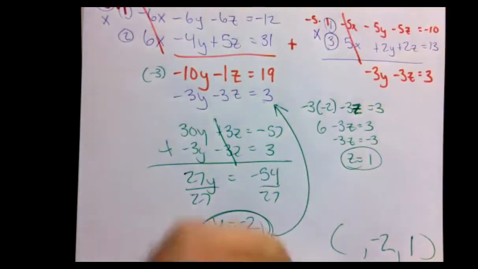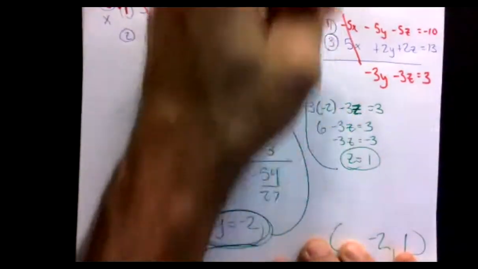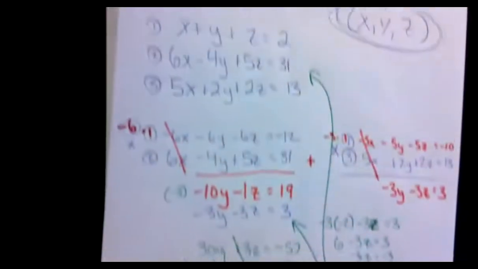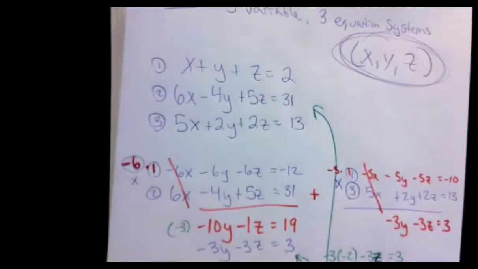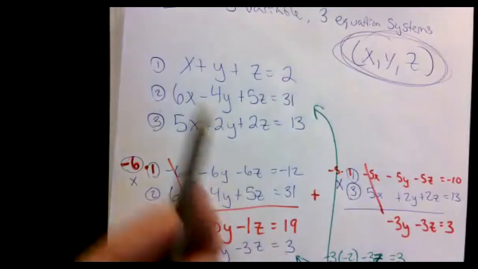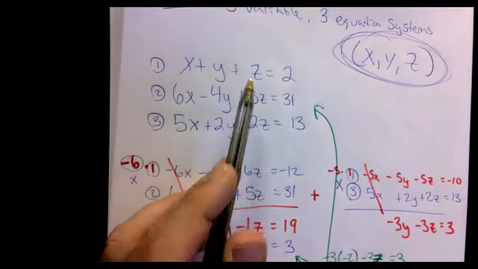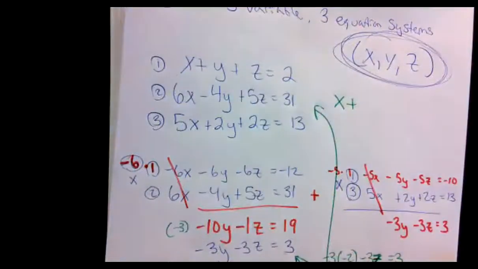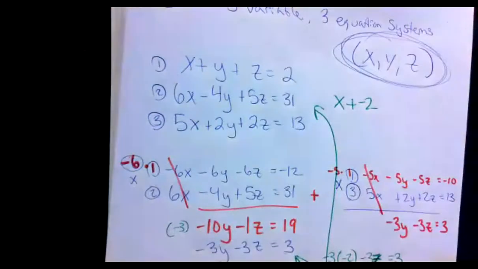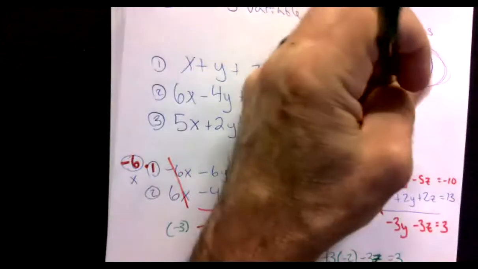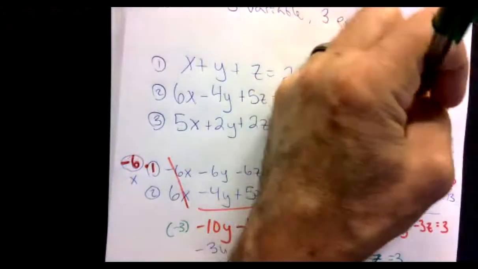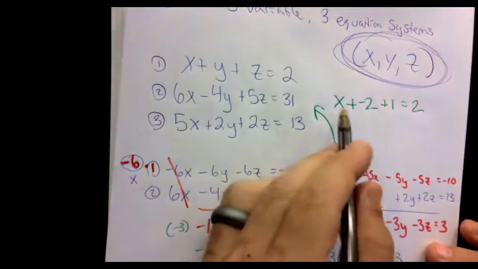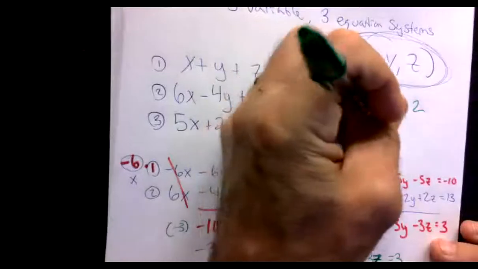Now, once I know y and z, I can plug back into one of my original equations. I'm going to pick the simplest one, that x plus y plus z. I don't know x, but I know y is negative 2, and I know z is 1. So now I can solve that for x.